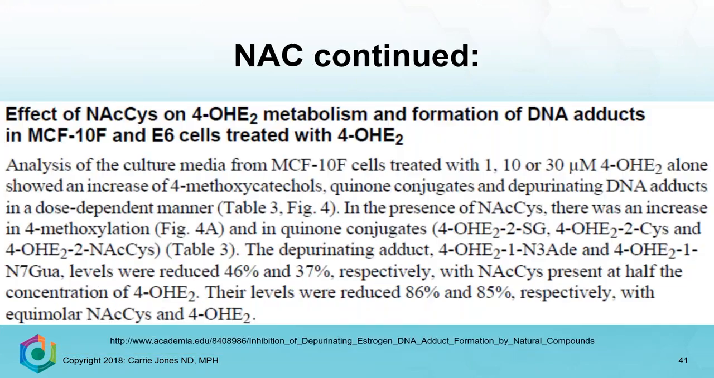So in this study, they said in the last two sentences that the depurinating adducts, the two different 4 adducts, the adenine and the guanine, were reduced 46 and 37% respectively with half the amount of N-acetylcysteine. And when they did a 1-to-1 N-acetylcysteine to the 4-hydroxy, the levels of adducts were reduced to 86 and 85% respectively, which goes to show that even a little bit of N-acetylcysteine makes a difference. It can really help minimize your adduct formation.